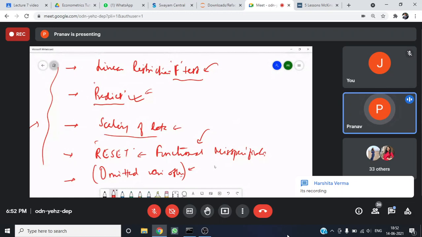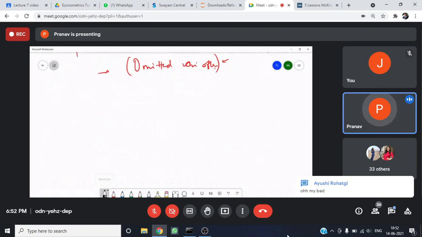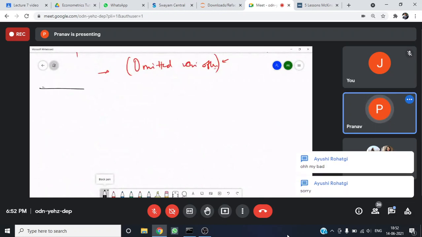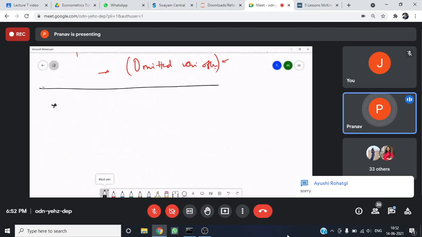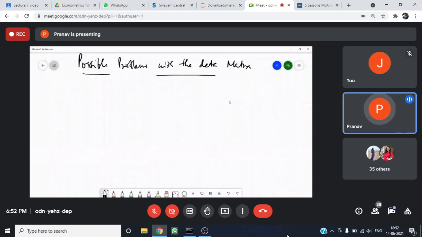All right, so let us go ahead and discuss each of them one by one. Let me talk about omitted variables, or under the broad heading, let me write it as possible problems with the data matrix. The entire specification of the linear regression model, if you remember, depends on the linear relationship, the way you define the population.